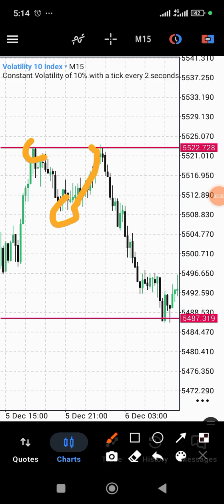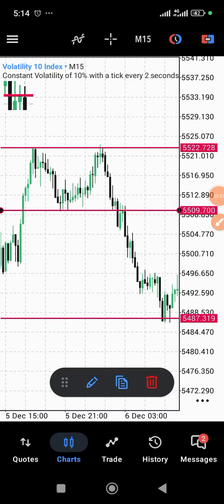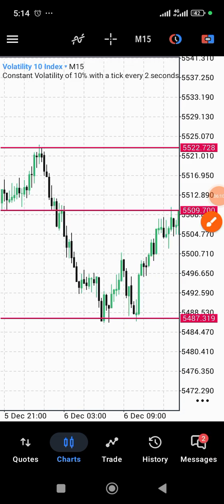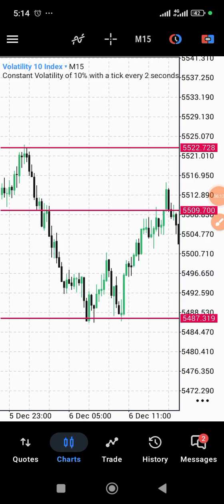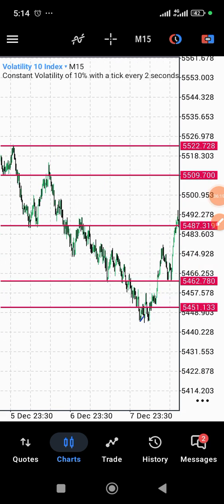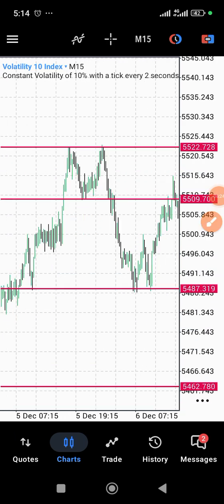So marking that, we see what happens next. The market closes below the low of the higher low. That's our change in market. That's our change of trend from uptrend to downtrend. So that's basically it.